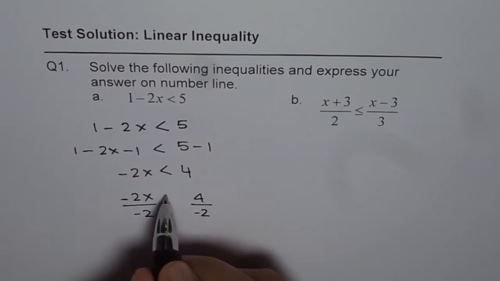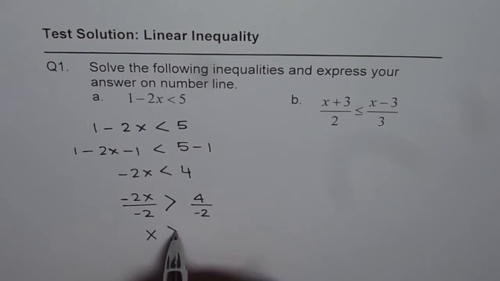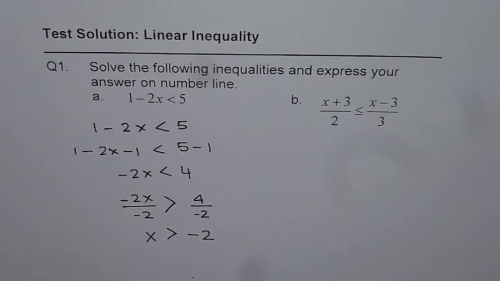So at this stage you write this as greater than. That is a common mistake, and if you make that mistake you'll definitely get a wrong answer. So what we get here is x is greater than minus 2. So that is the solution, right? So from a simple question like this, we learn that whenever you multiply or divide by a negative number on both sides, you have to change the inequality.